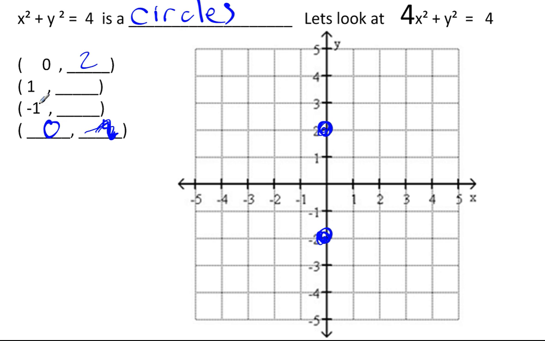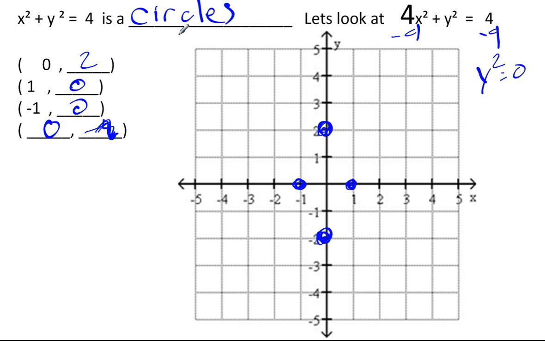If we plug in 1 for x, either positive or negative, it's going to square and become positive. And we're going to subtract 4 from both sides. We're going to get y squared equals 0. So those are our other two intercepts, here and here.